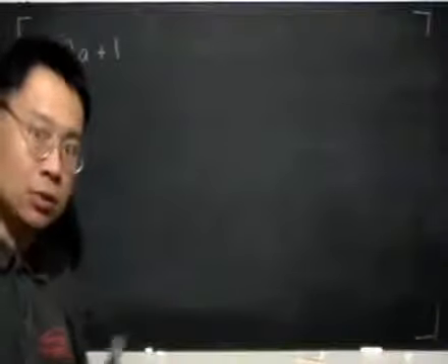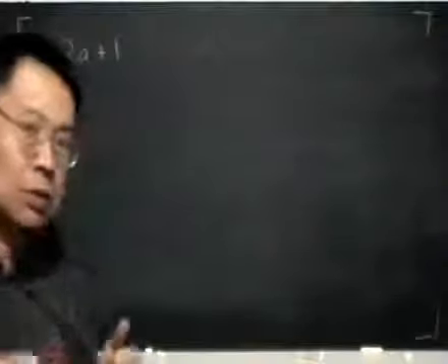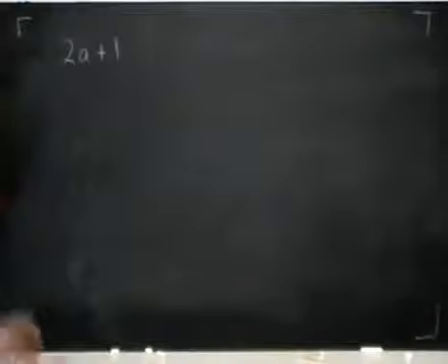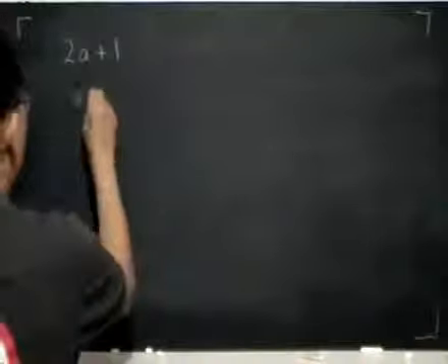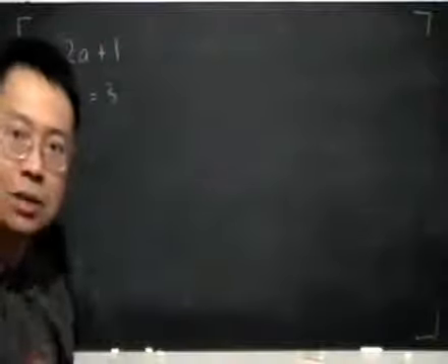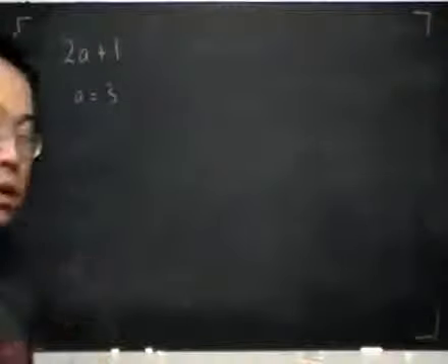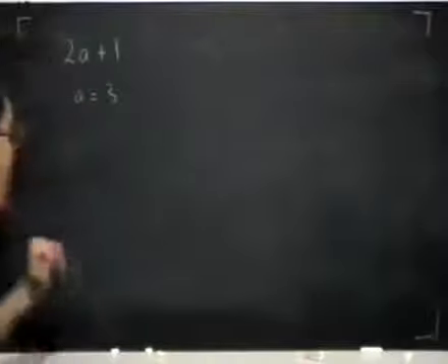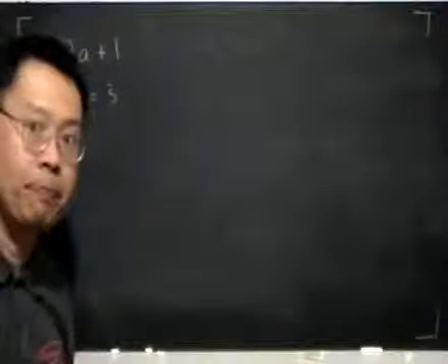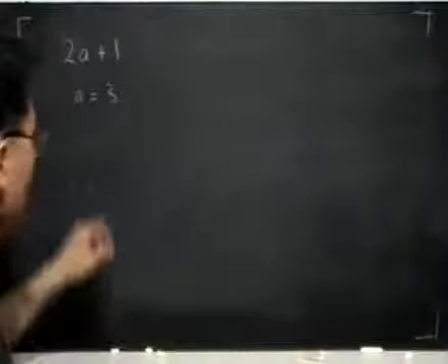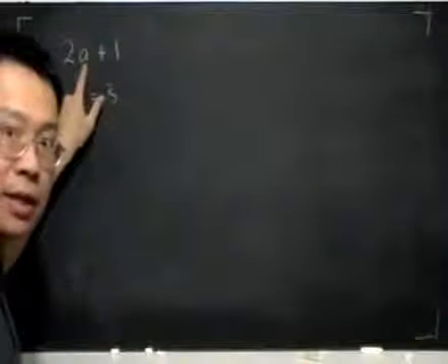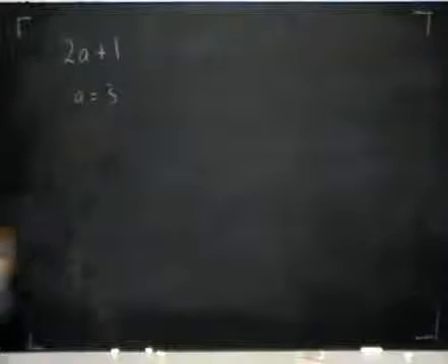A is supposed to represent a number. Now, suppose that I know a is equal to 3. I know that a is this number 3. Then I can actually calculate what 2a plus 1 is, simply by replacing the a there with a 3. Let's do that.